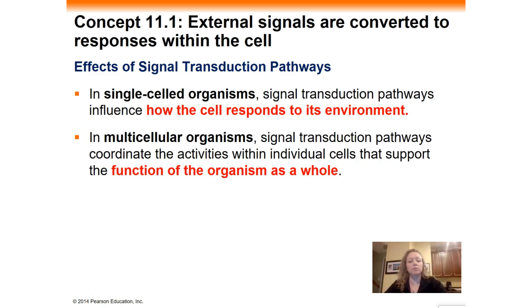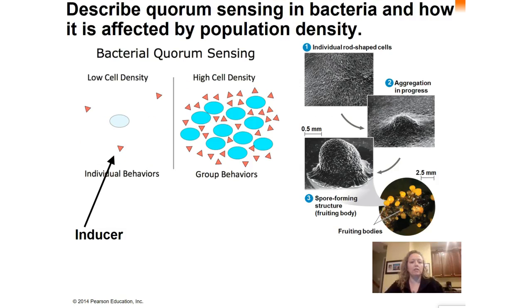So if we talk about single-celled organisms, it's how does that one cell respond to the environment? Because if it doesn't respond, then it's dead, and since it's one cell, then it's done. Multicellular organisms, it's more about how do they coordinate all the activities between all the cells to allow the organism to function as a whole. One example of how a single-celled organism would respond to its environment is quorum sensing in bacteria.